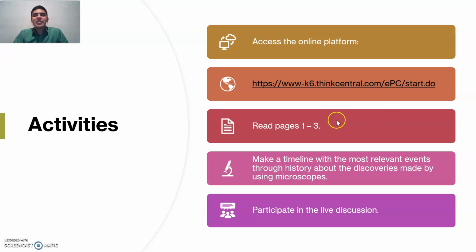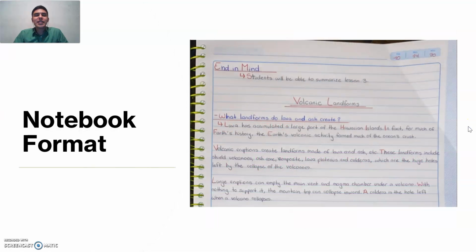So let's continue, and let me give you some additional information about the format that you need to include in your notebook. This is something very important. For the notebook, you need to include the date, the ending mind, a title, and then, of course, the rest of the information, which in this case is not a summary, but a timeline of the main events that have happened in the pages that you have to read, right?